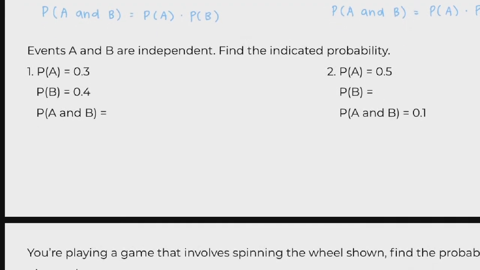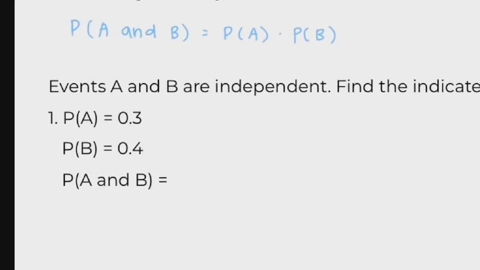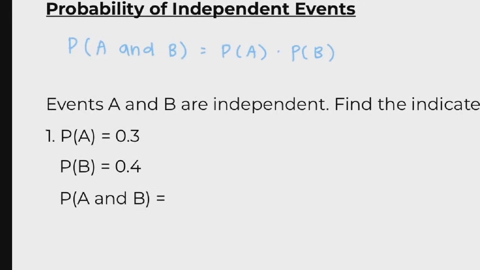For numbers 1 and 2, events A and B are independent and we want to find the indicated probability. So we're going to be plugging everything into this equation here. So probability of A and B is going to equal probability of A, which is 0.3, times probability of B, which is 0.4. So that means probability of A and B is going to equal 0.3 times 0.4, which is 0.12.